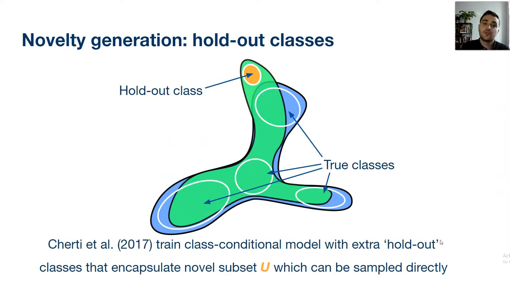So, building on the work that we've just seen, Cherty and others train a class conditional model with extra holdout classes. Again, they're working on the MNIST digit dataset. So you've got the 10 classes for the 10 digits, 0 to 9, but then they add extra classes, and after training, they can sample from those classes, and these classes encapsulate the novel samples that lie outside the true distribution. In this case, we don't need to be doing any searching over the model. We can just sample using the holdout class labels, and we'll get novel outcomes.